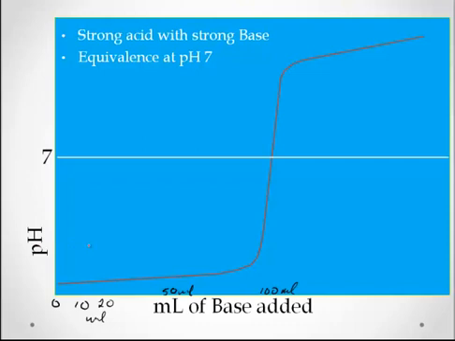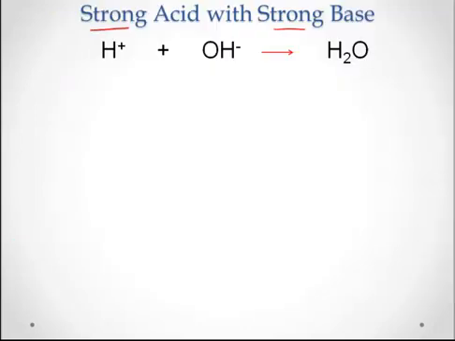This is for a strong acid, strong base. So right here at 0, we're at 0.699. Okay, so that's where we're starting out. All right, so now let's go back to here.